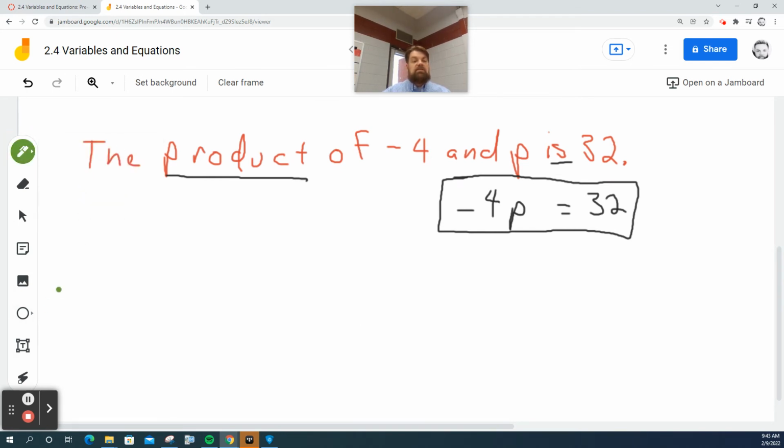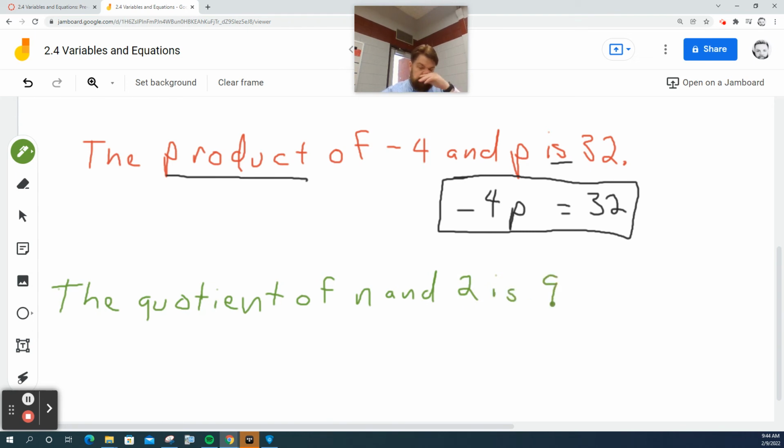Did I do green yet? No, I don't think so. What's the one that we haven't done yet? Does anybody know? Quotient. Very good. So the quotient of n and 2 is 9. And just like before, is means equals, and it means that it equals 9.